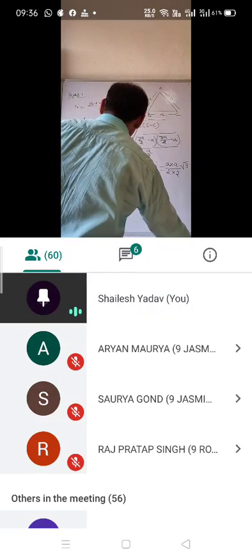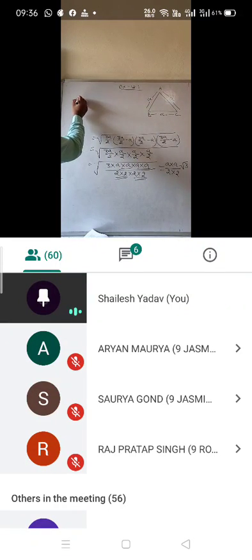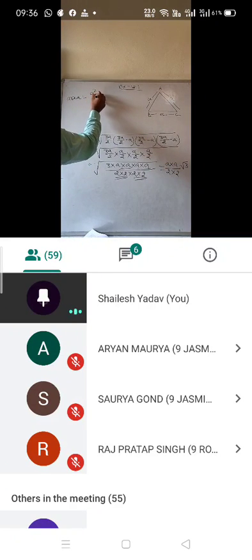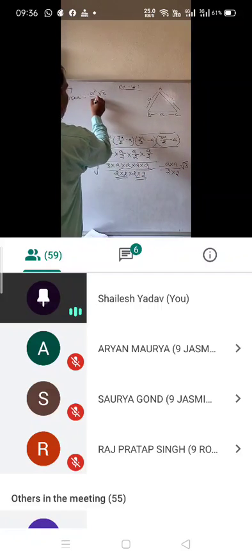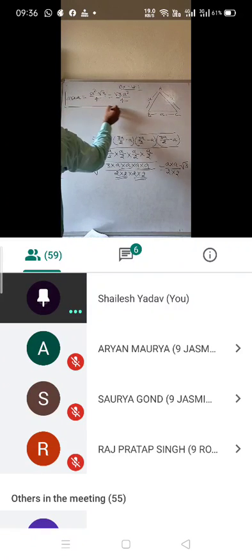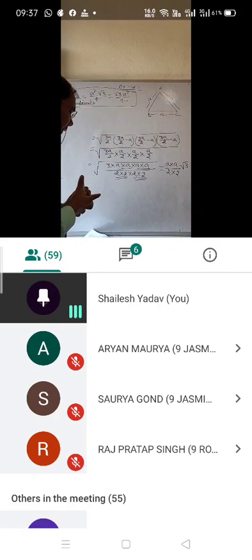So the area is equal to a into a, that is a square, into root 3 upon 2 into 2, which is 4. It is written as root 3 a square by 4. That is the formula for the area of an equilateral triangle. If you have an equilateral triangle, you can apply this formula directly to find its area. So students, this is how you find the area of an equilateral triangle.